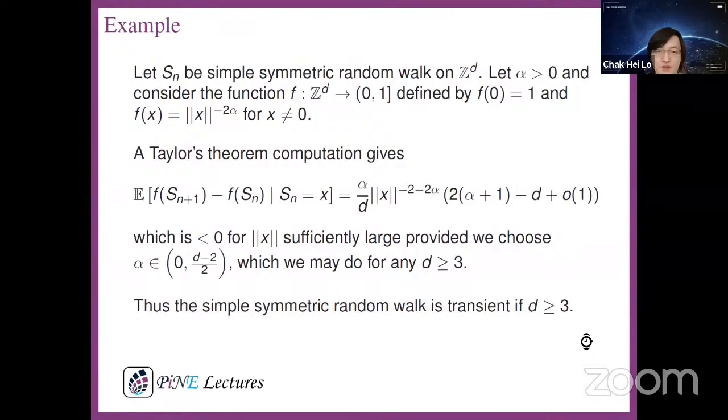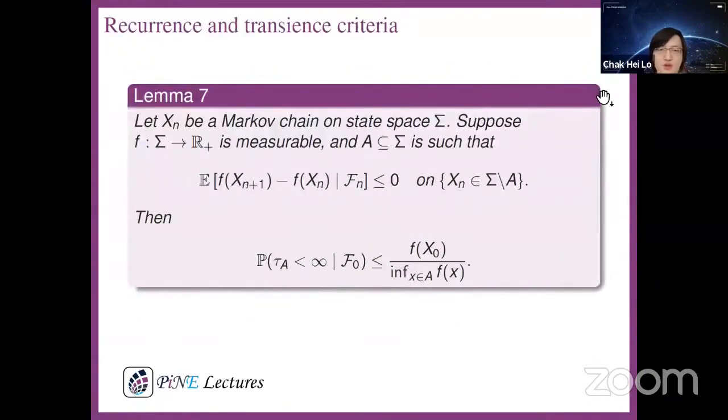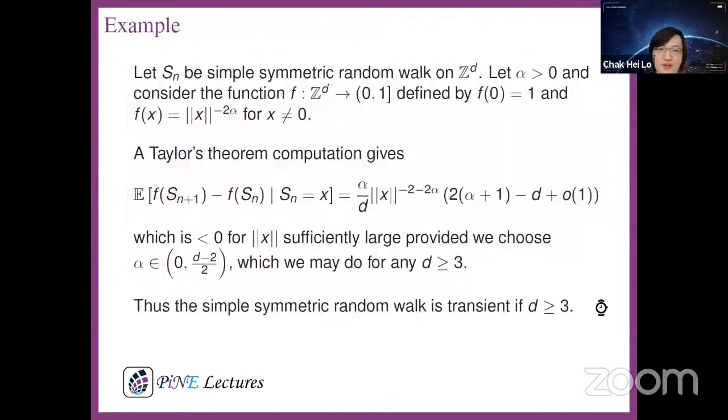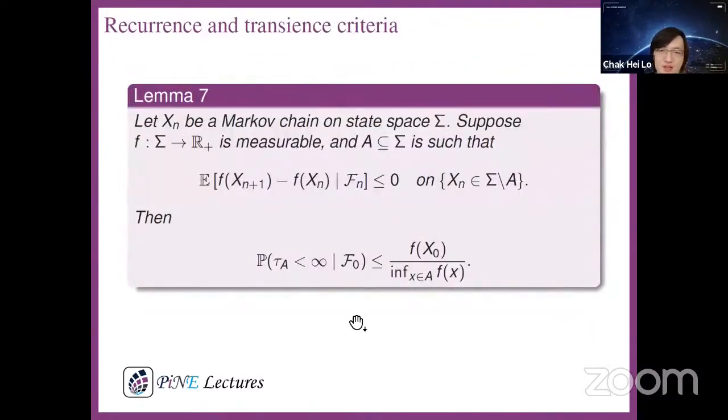We want to prove this theorem 6, this transient criterion. Before we can prove this theorem, we need to establish a lemma first. Although the theorem looks very similar, the proof is completely different here.